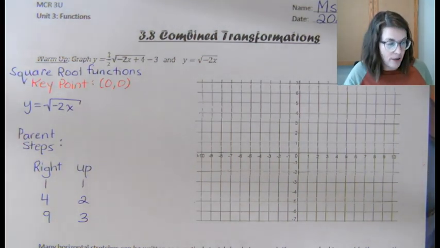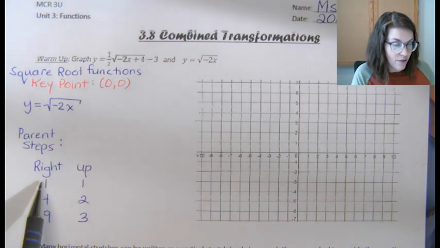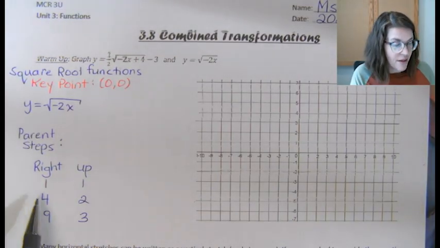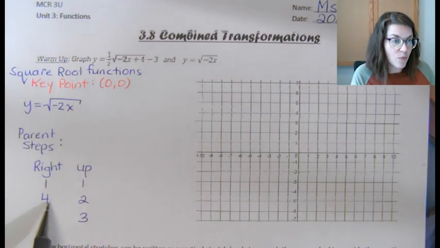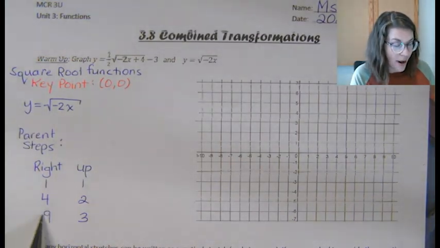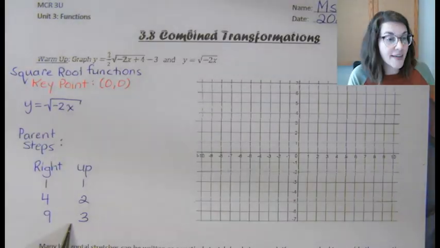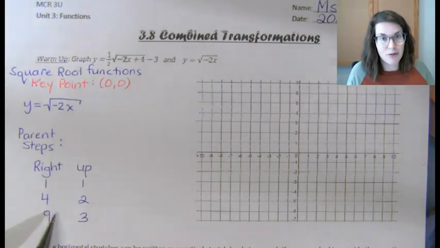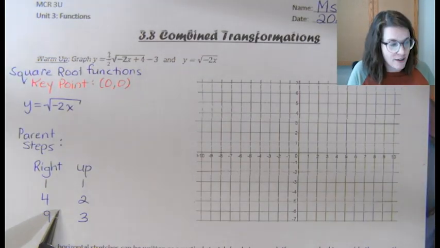That's our parent function. So if I go 1 to the right, well, the square root of 1 is 1. I'm going to go to the right 4. Well, the square root of 4 is 2. And I'm going to go to the right 9, and the square root of 9 is 3. These numbers are chosen because they are perfect square numbers. That's why we picked them, because they work perfectly.